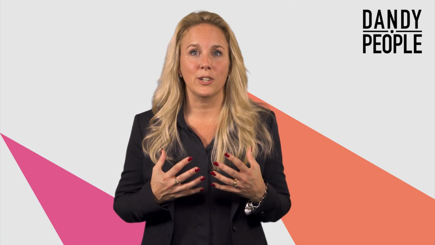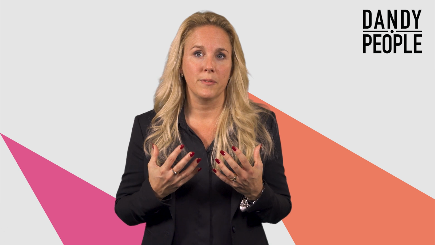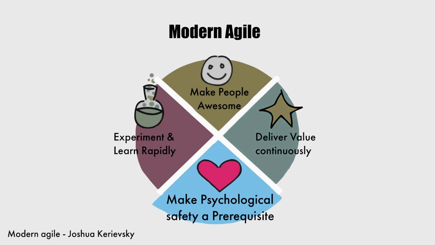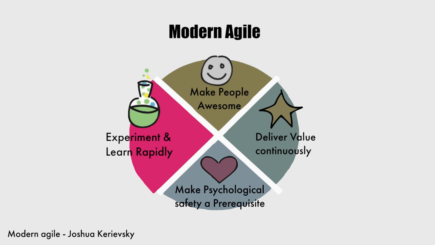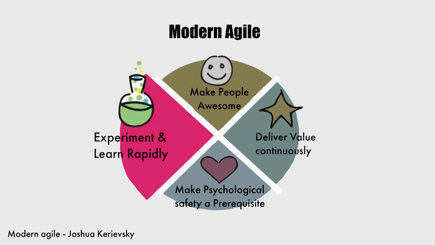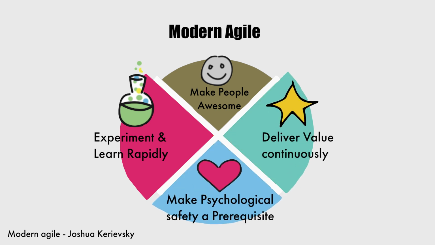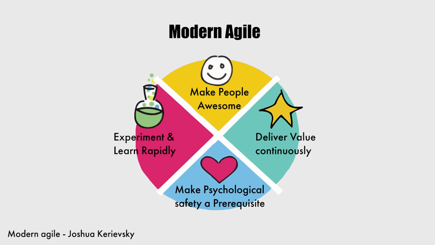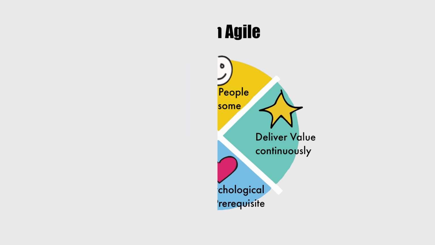So let's take another look at these modern Agile principles. Deliver value continuously we do by doing the incremental and iterative approach. We make safety a prerequisite both for the people in the team but also the end user. We experiment and learn rapidly to be able to change our plan. And we make people awesome, people in the team and our end users. This is something that sums up the way of working Agile.